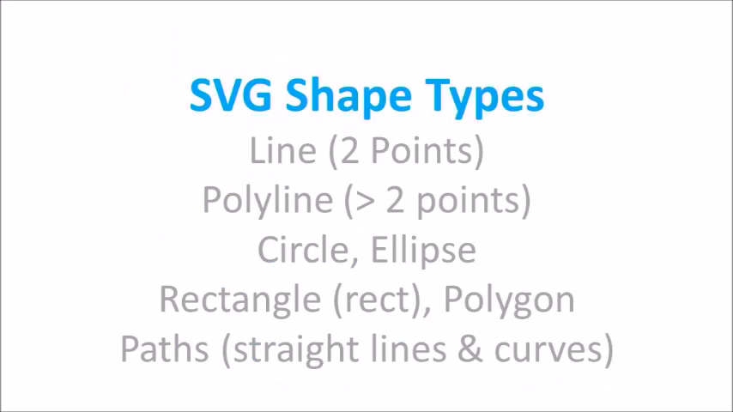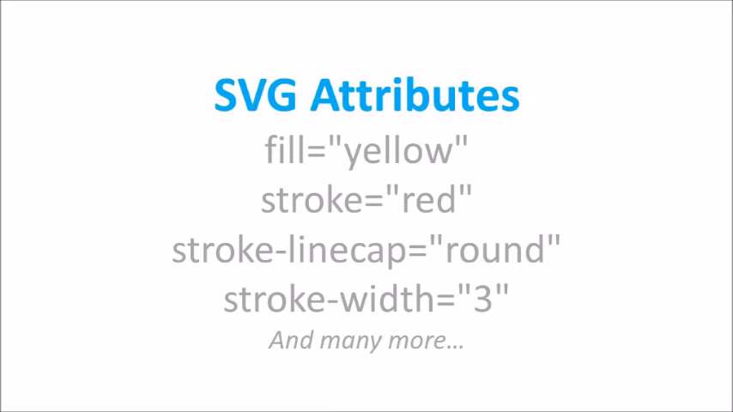So here are some different shapes. So we have the line, the polyline, the circle, ellipse, rectangle, polygon, and then paths. Some attributes include fill, stroke, stroke line cap, and the stroke width. There are many, many more.